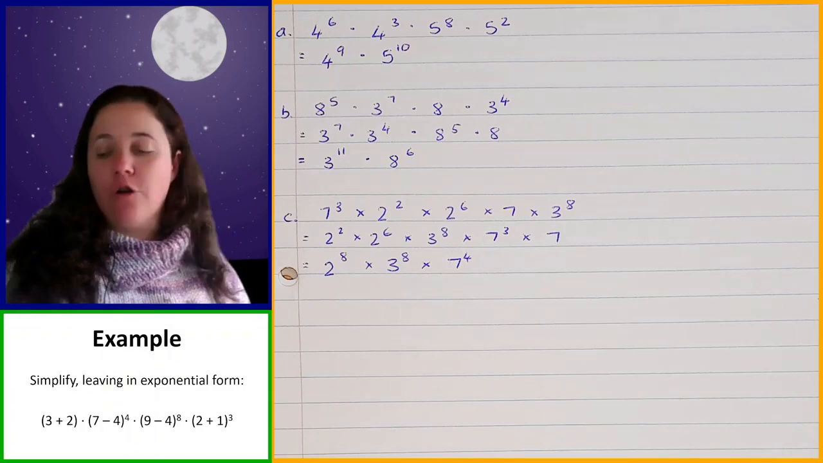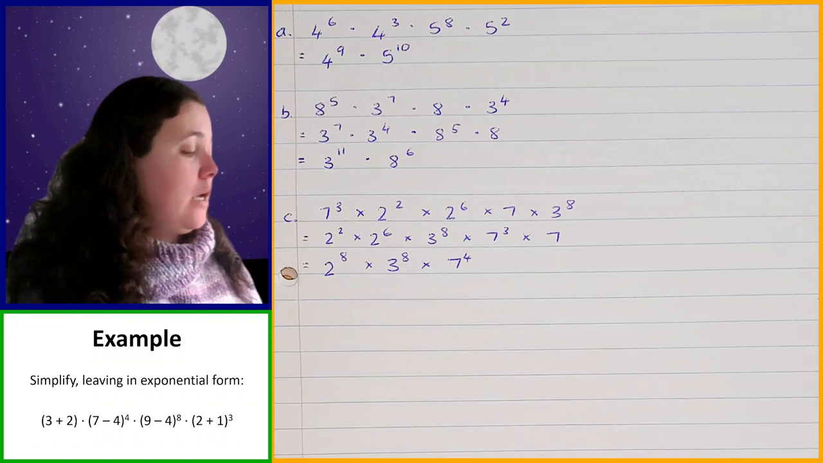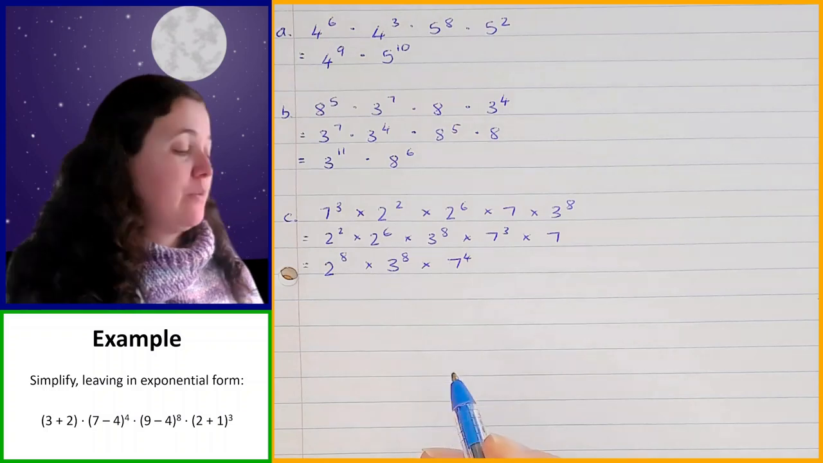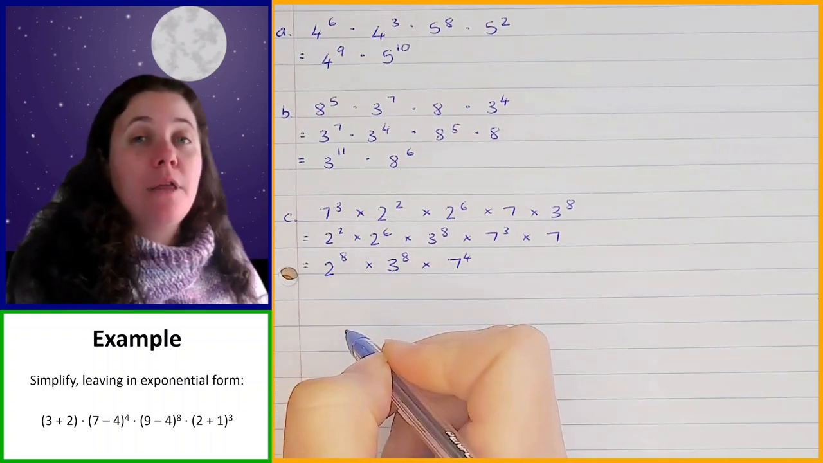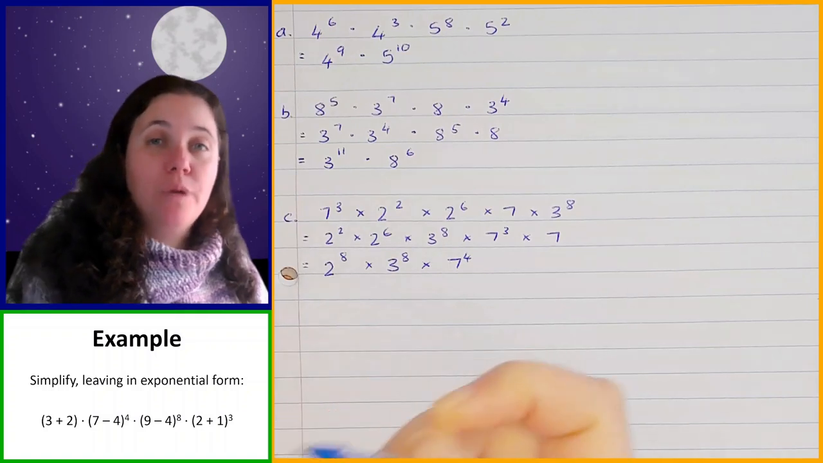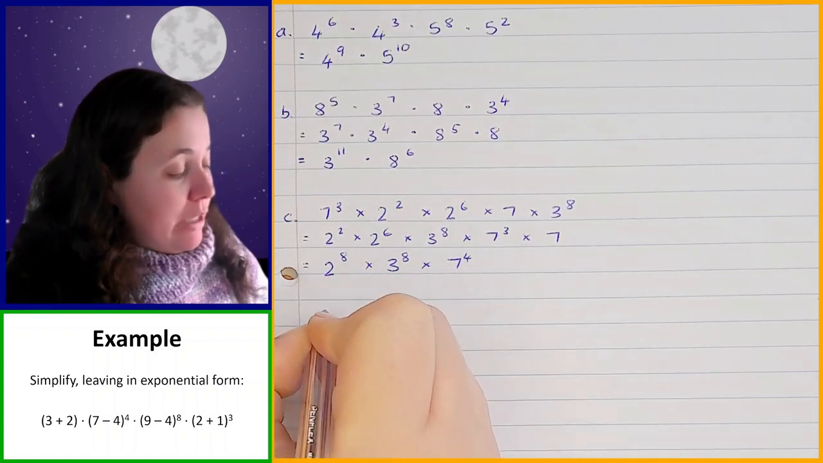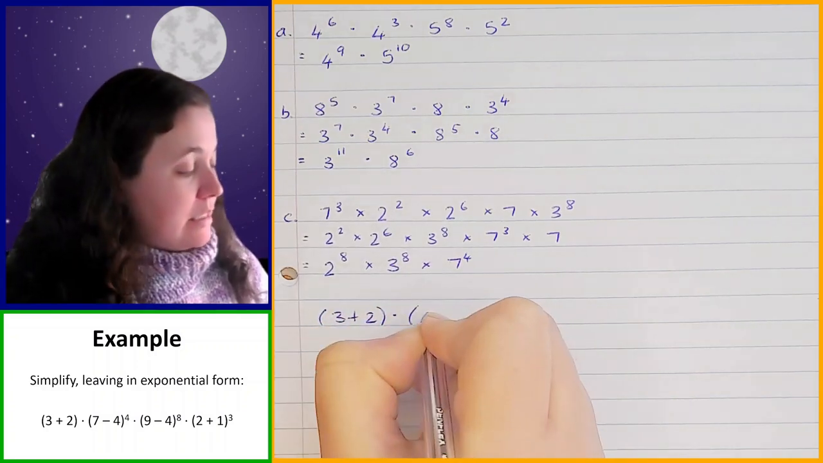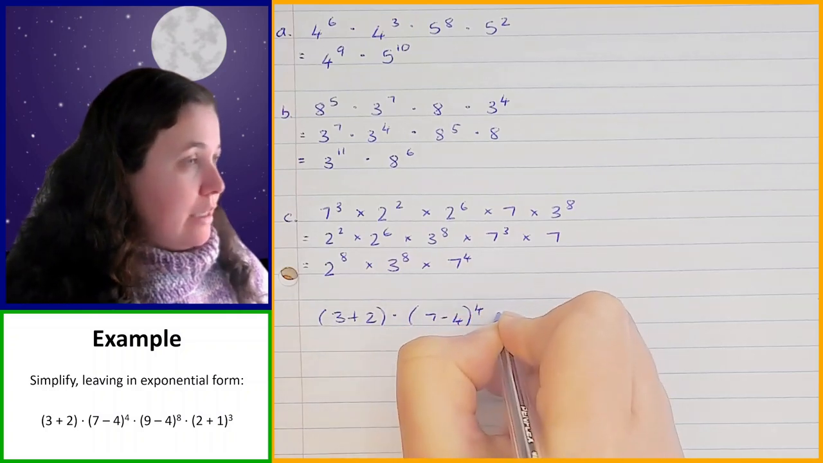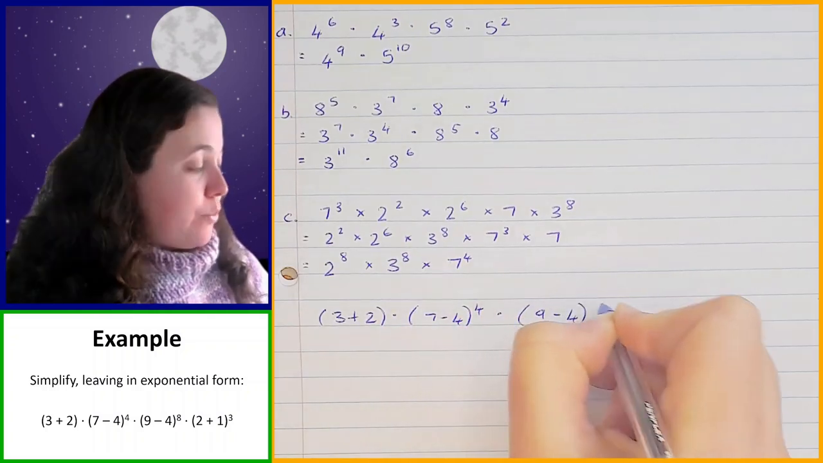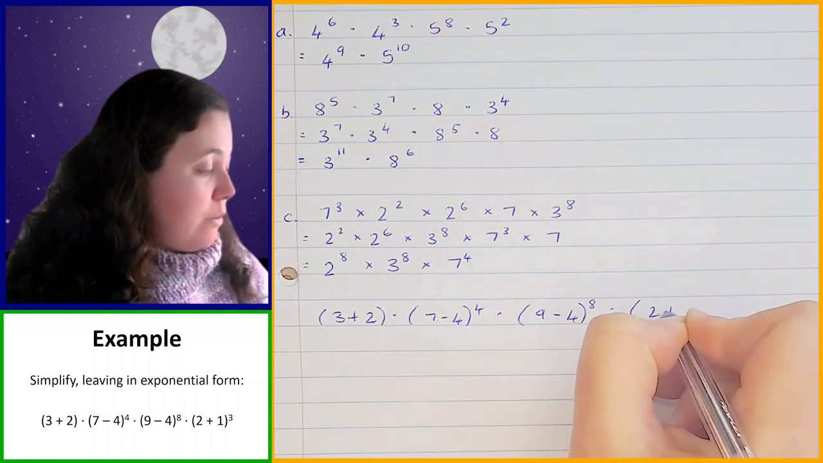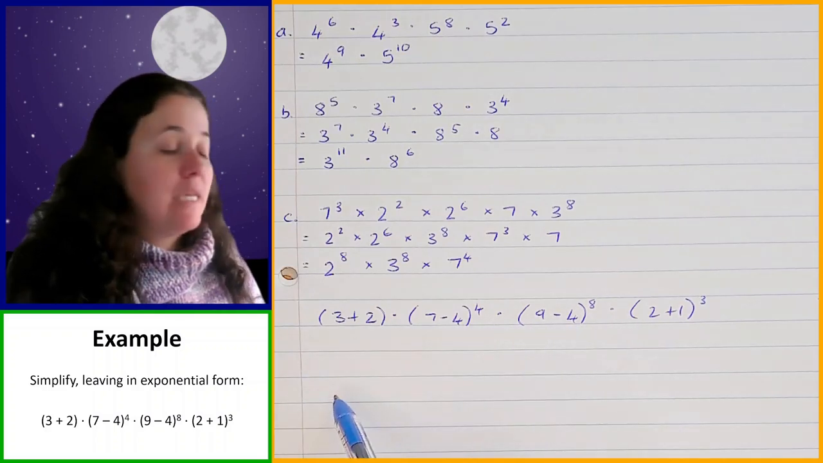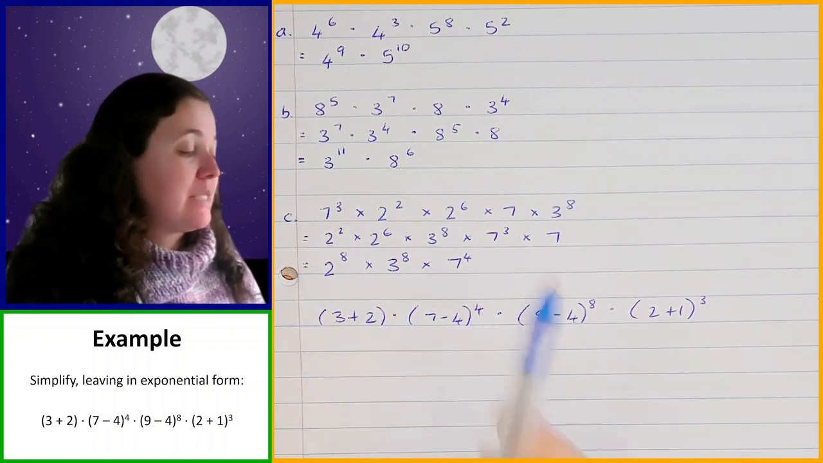Now, in the next example we've got over here, the bases, you can see, are things in brackets that need to first be simplified. So, BEDMAS says that we have to do whatever's inside the brackets before we can do exponents. So, I need to actually simplify what's inside these brackets first. So, in this example, I've got 3 plus 2 times 7 minus 4 to the power of 4 times 9 minus 4 to the power of 8 times 2 plus 1 cubed. So BEDMAS says I have to simplify all of this addition and subtraction inside the brackets before I can go and do any exponent work.